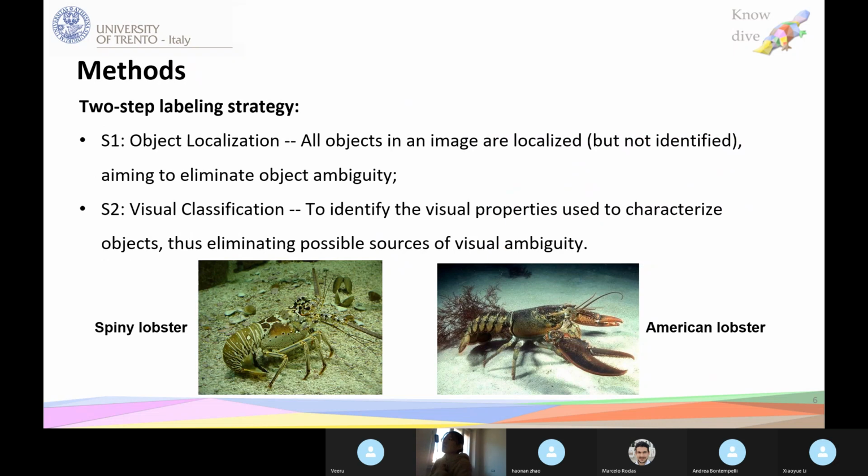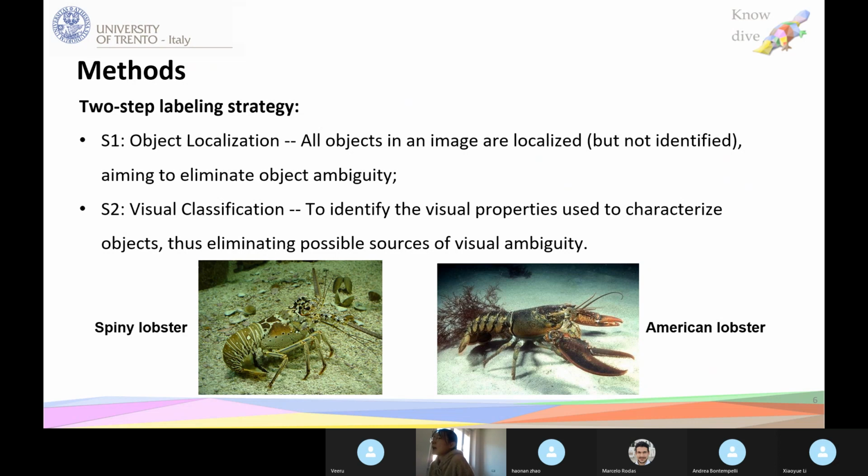And based on the proposed solution, we introduce a two-step labeling strategy. Step one is object localization, and the second step is visual classification. In the labeling process, we will give the annotators continuous images, meaning we give them images one by one, and the goal is to organize the objects into a classification hierarchy based on their predefined visual features. And first, we introduce step one, which is object localization.